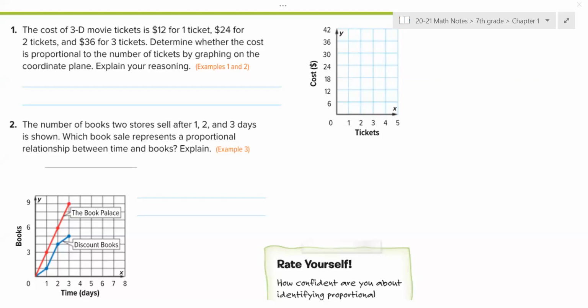Determine whether the cost is proportional to the number of tickets by graphing on the coordinate plane. Explain the reasoning. Then for number 2, the number of books 2 stores sell after 1, 2, and 3 days is shown. Which book sale represents the proportional relationship between the time and books? Explain. So maybe about 20 more seconds, then we'll go.